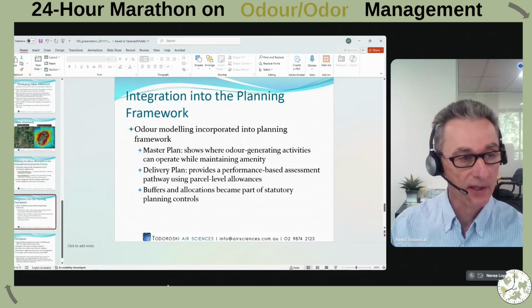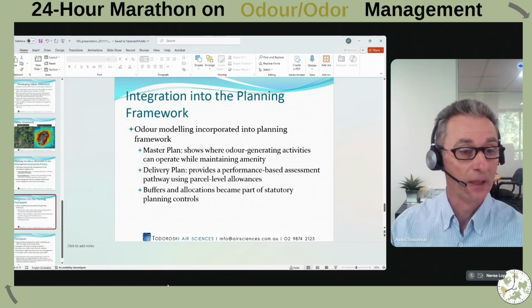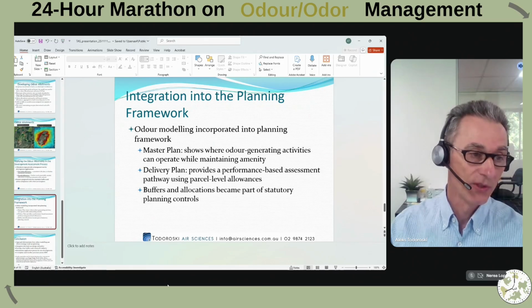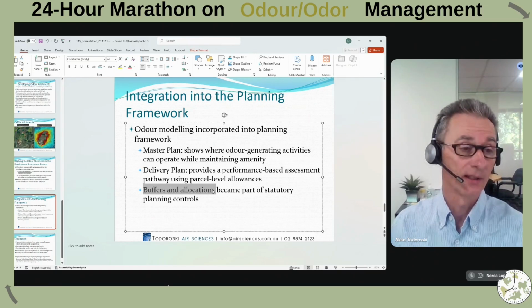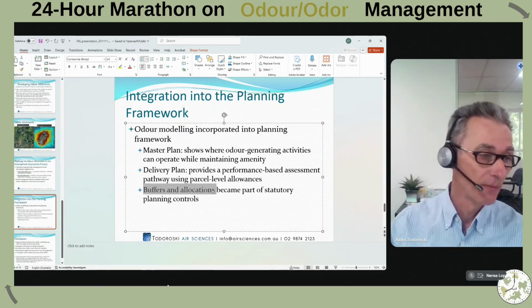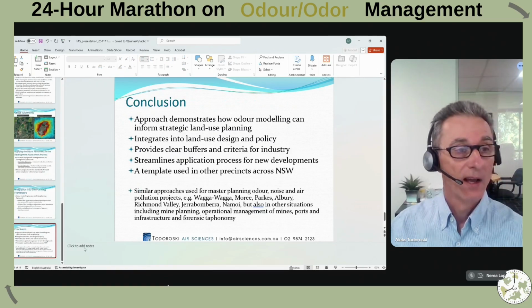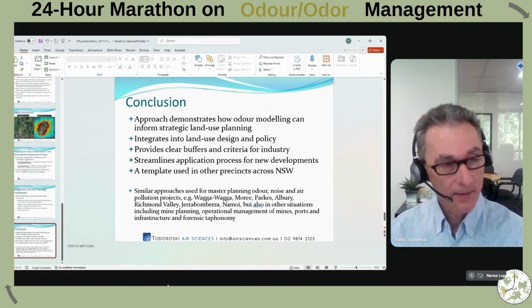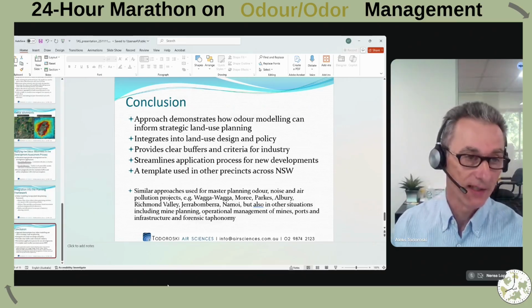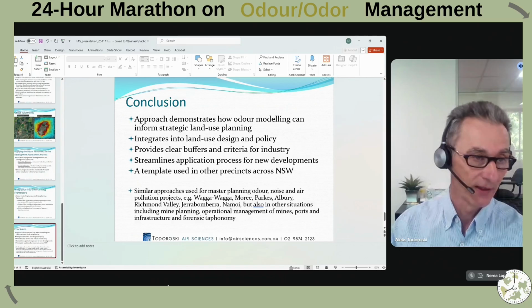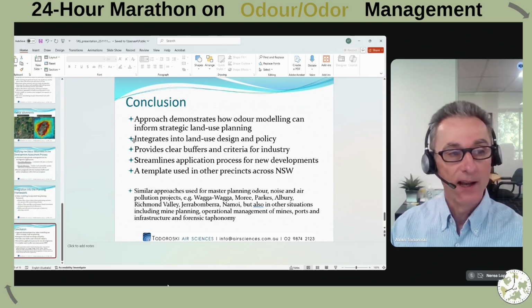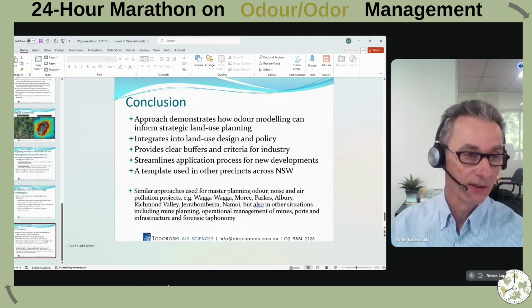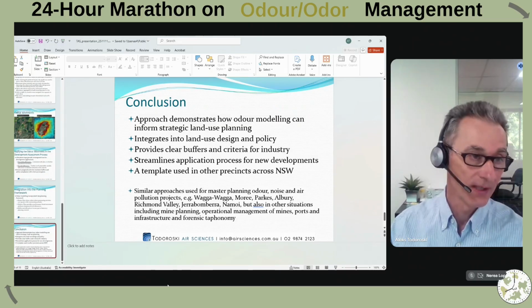These odour maps are in the master plan, they're in the delivery plan, and we also zoned residential areas outside the precinct and things like that to be able to maintain the buffers. The example here demonstrates how odour modelling at a very early stage can inform better strategic land use planning, how it can be integrated into land use design and policy.